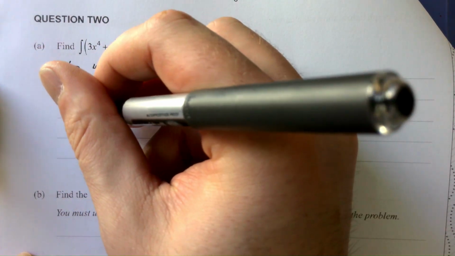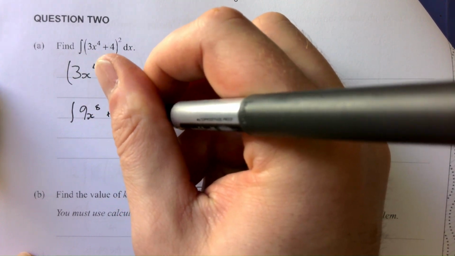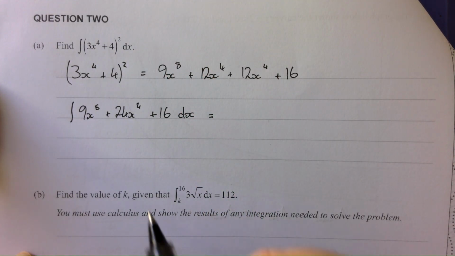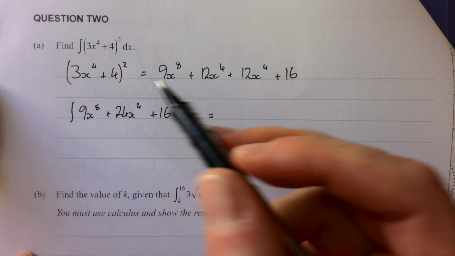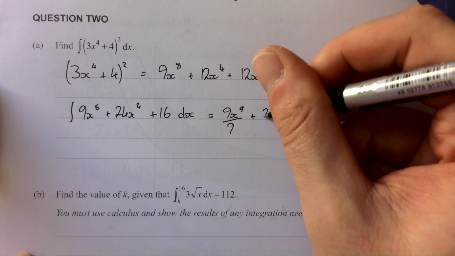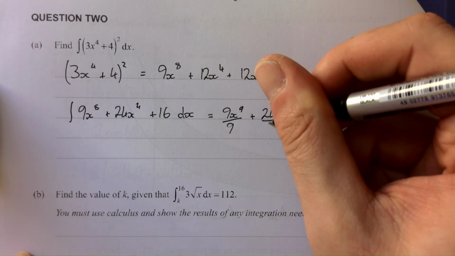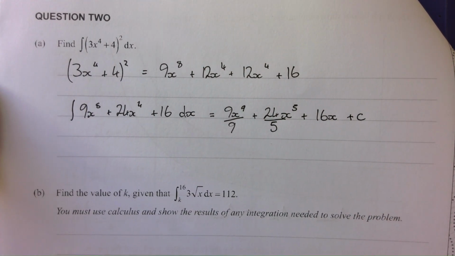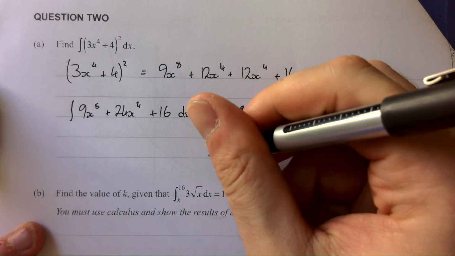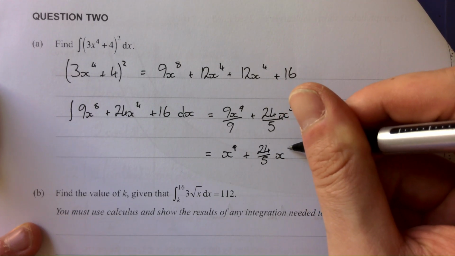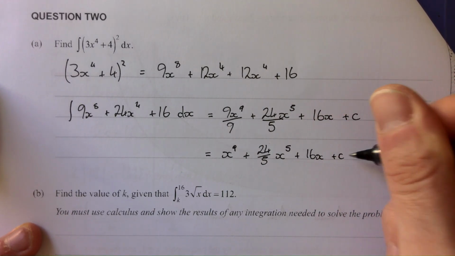So we are integrating 9x to the power of 8 plus 24x to the power of 4 plus 16 with respect to x, which is going to be, we raise the first power to 9 and divide by 9, so we have 9x to the 9 divided by 9 plus 24x to the power 5 divided by 5 plus 16x to the power of 1 divided by 1 plus our constant of integration c. I'm going to just tidy up my coefficients, or that first one at least, so I just get x to the 9 plus 24 over 5 x to the power 5 plus 16x plus c.